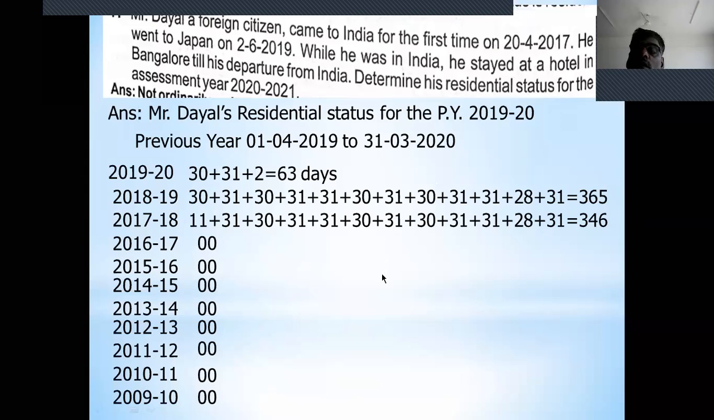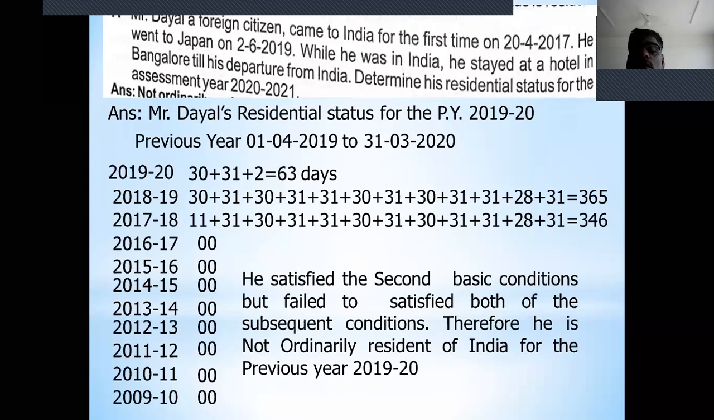Therefore, he is not ordinarily resident of India. This is the answer. You see here, he satisfied the second basic condition but failed to satisfy both of the subsequent conditions. Therefore, he is not ordinarily resident of India for the previous year 19-20.